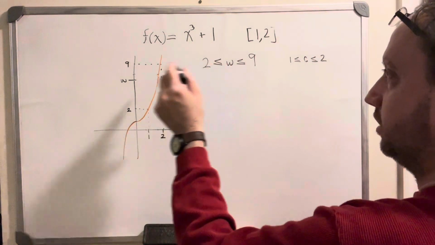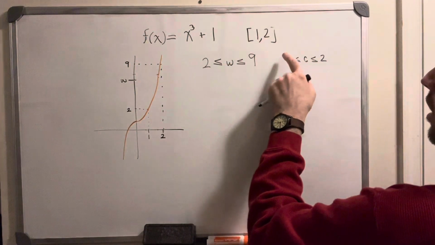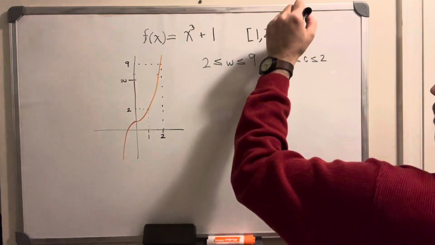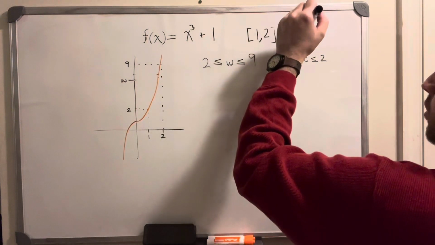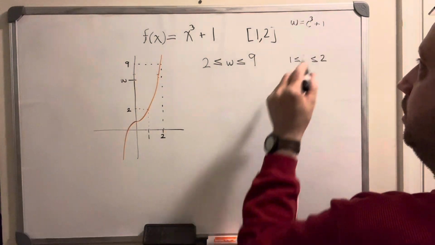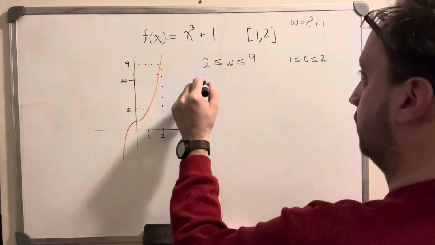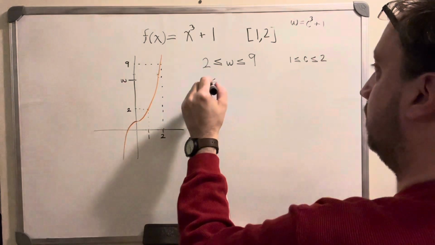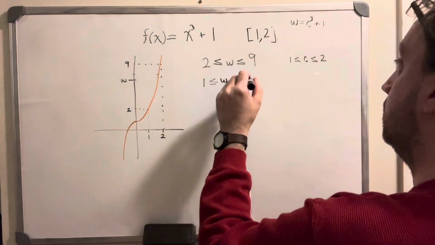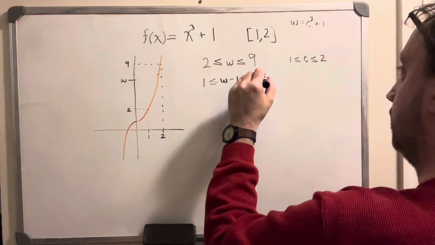But I start with this. I say w is any value between 2 and 9. I'm going to work back this, because w will be equal to c cubed plus 1. First of all, let's subtract 1 from everything here. 2 minus 1 is 1, and you've got w minus 1. Then you've got 9 minus 1 is 8.